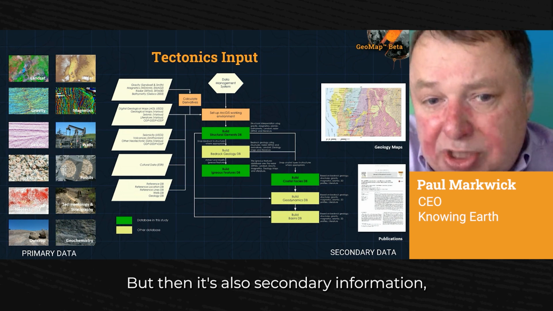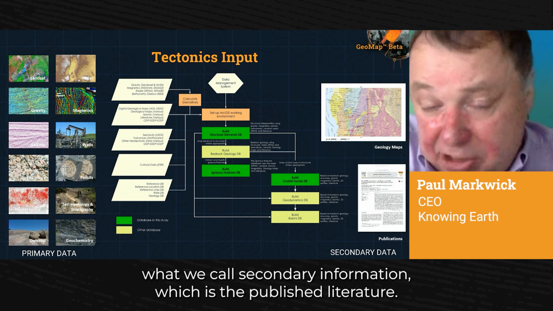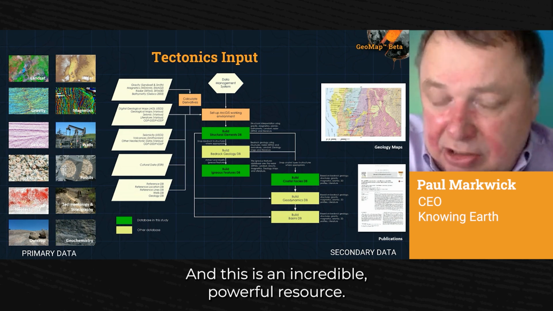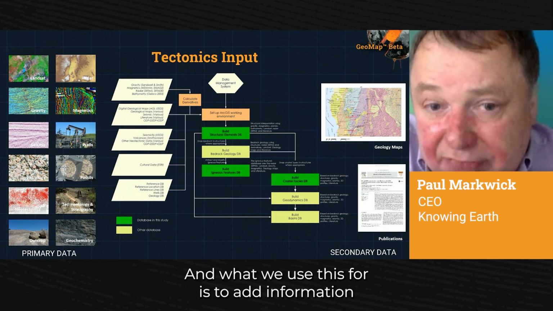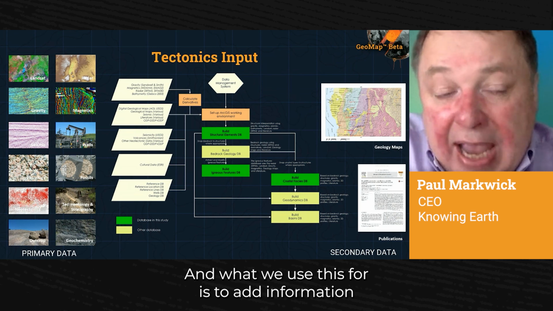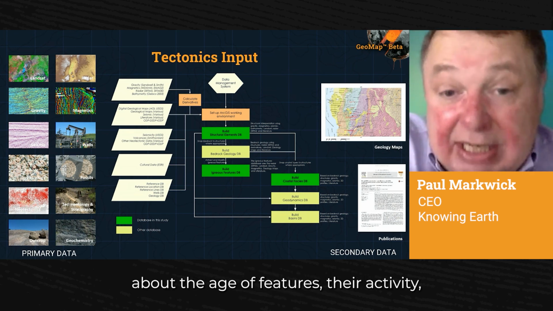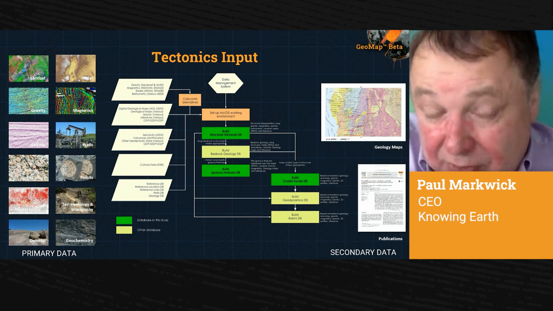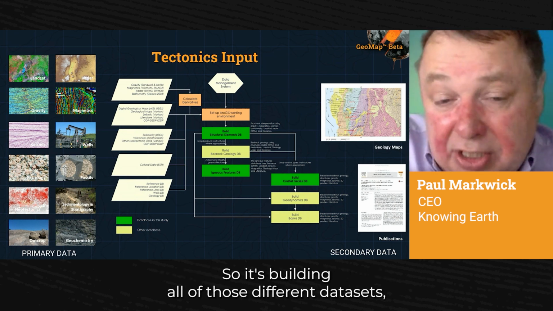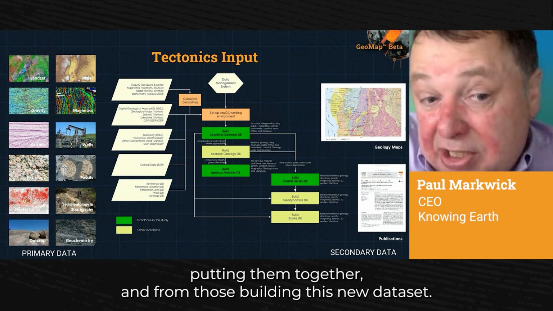But then it's also secondary information, or what we call secondary information, which is the published literature. And this is an incredible, powerful resource. And what we use this for is to add information about the age of features, their activity, and also with the igneous rocks, what their composition is. So it's building all of those different data sets, putting them together, and from those building this new data set.